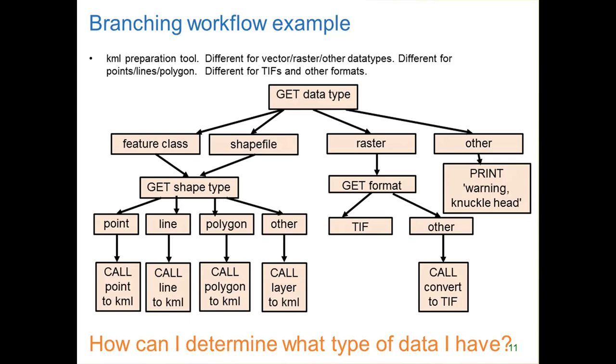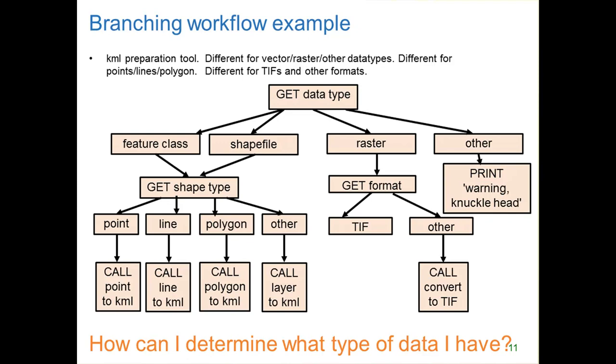Generally, you read flowcharts from top to bottom. First, what's the data type? If it's a feature class or shapefile, we go down the left branch of the chart and get the shape type. Instead, if it was a raster, we go down the middle branch and check the raster format. Otherwise, we're on the right branch, printing a rather rude message.